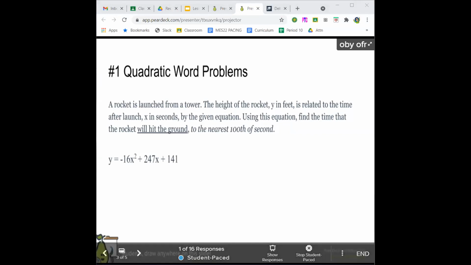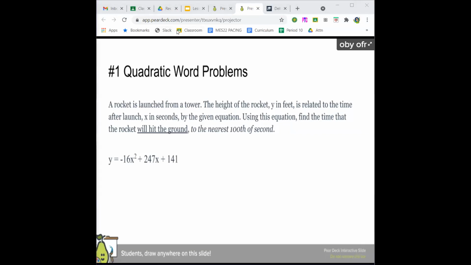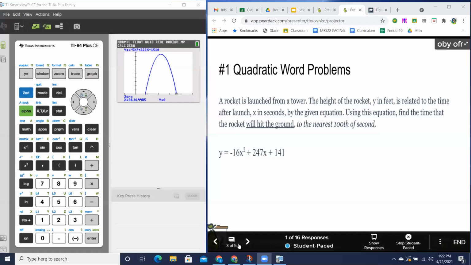Can you see the graphing calculator, or did I hit the wrong thing? No, it's only the problem. Share screen. Yeah, I see it now.